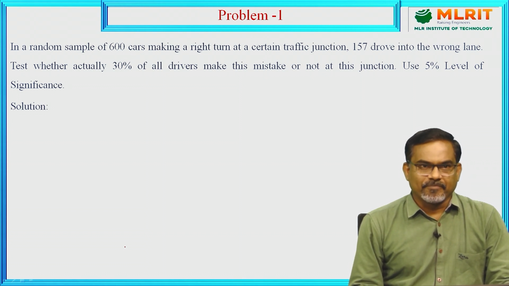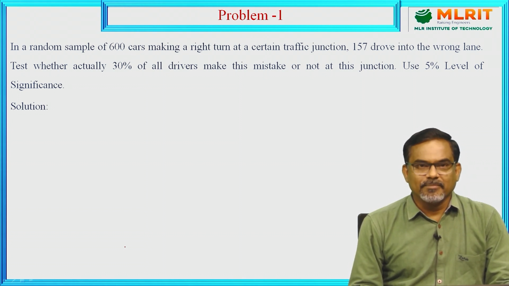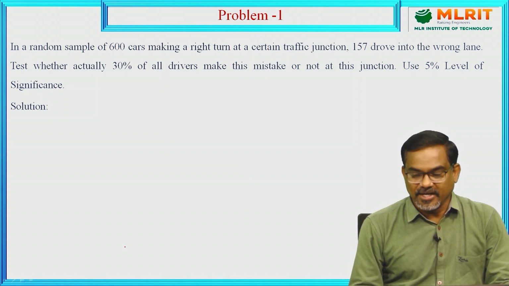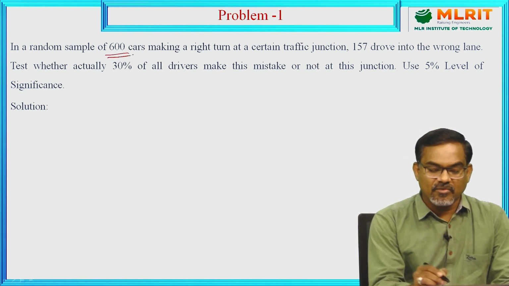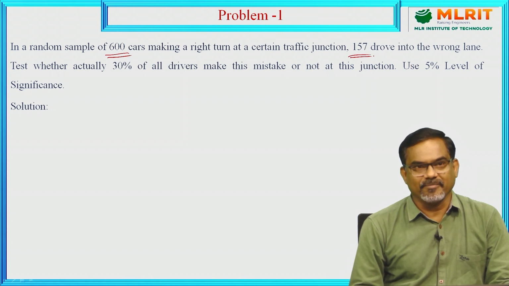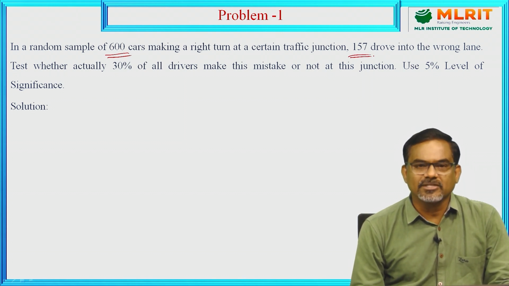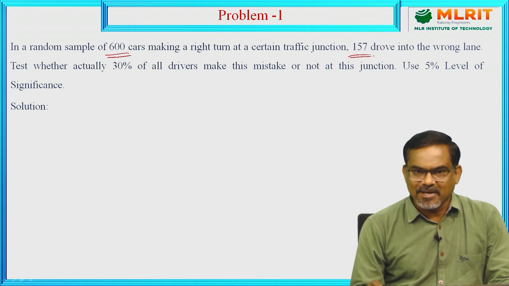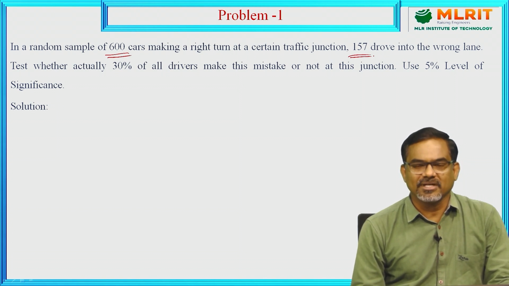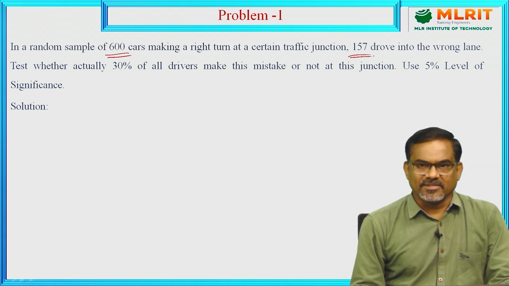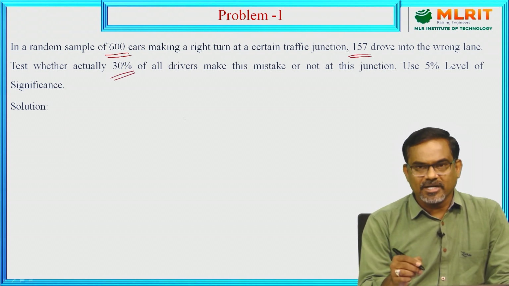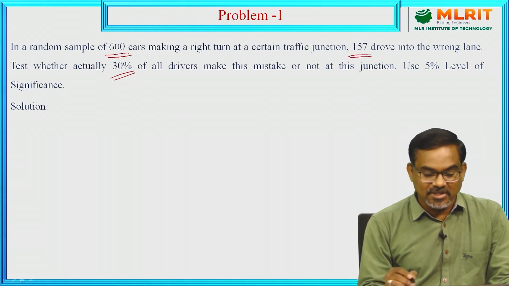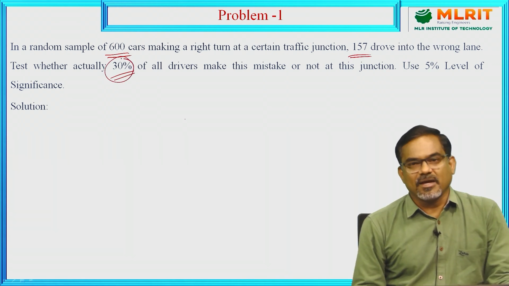Problem number 1. In a random sample of 600 cars making a right turn at a certain traffic junction, 157 drove into the wrong lane. So, the information given in the problem is out of 600 cars, 157 drove into the wrong lane. Test whether actually 30% of all drivers make the same mistake at this junction at 5% level of significance. So, this 30% is given. The actual statement which is to be tested is the null hypothesis. So, this 30% is our null hypothesis.